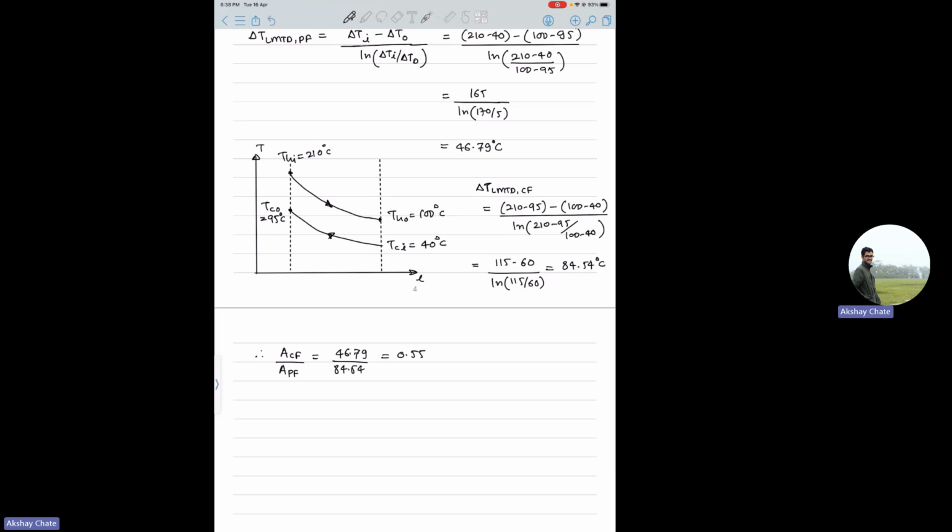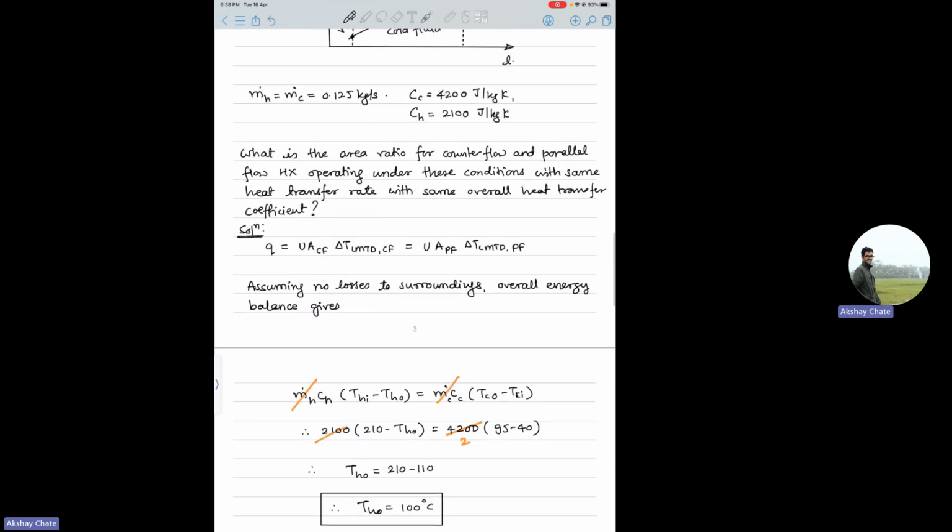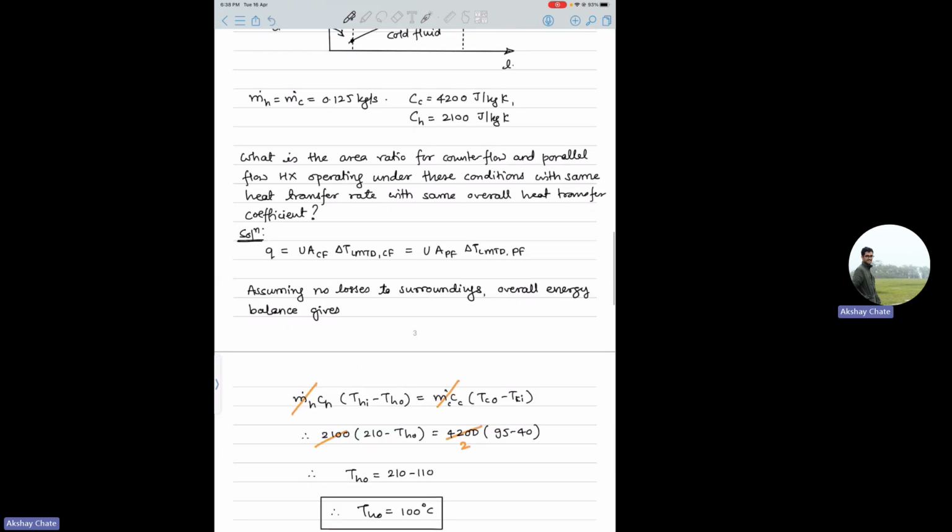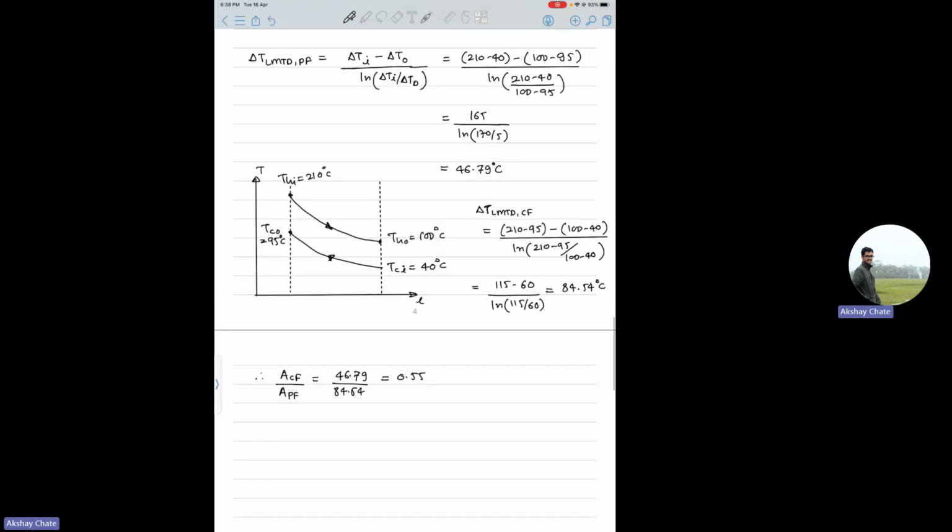So basically, counterflow heat exchanger requires only 55% of the area required by the parallel flow heat exchanger. Don't look at these numbers because it may not be a practical case to implement, but typically speaking, you need lesser surface area for counterflow heat exchanger as compared to parallel flow, assuming the heat transfer rate and temperatures are more or less similar. So that is one key takeaway. Then there are certain cases here which we should discuss.